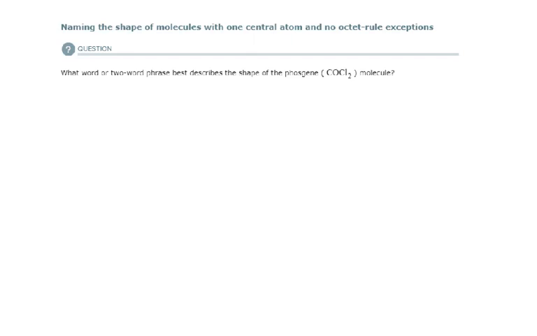All right, so here we are. We've worked our way up to this, naming the shape of molecules with one central atom and no octet rule exceptions. So what that means is even though we've seen expanded octets in the previous topic, we won't be dealing with any expanded octets for these, okay?